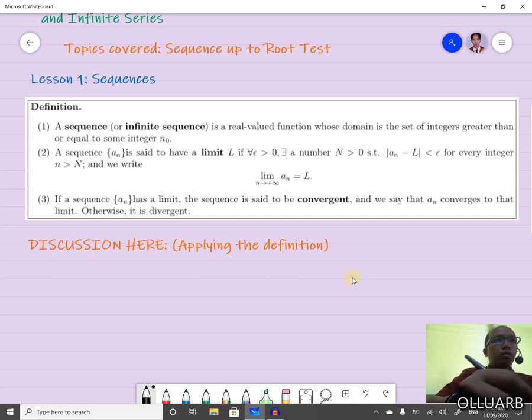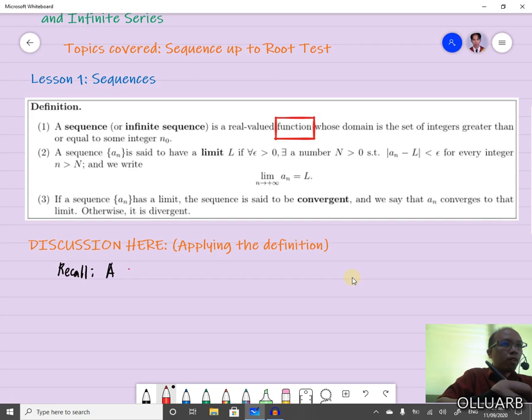I'm sorry, I will try to put a color red. Okay, so the keyword here is a function. If you try to recall your algebra class, trigonometry class, pre-calculus class, or basic calculus class, a function, so let's try to recall this.